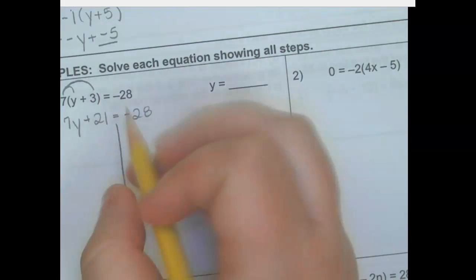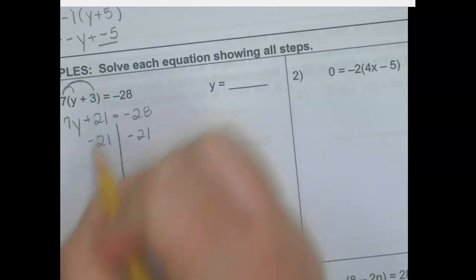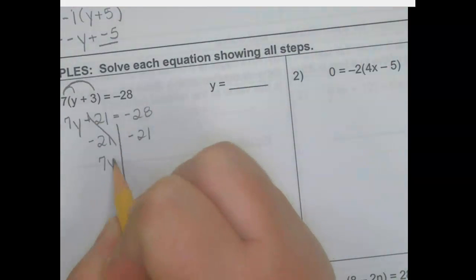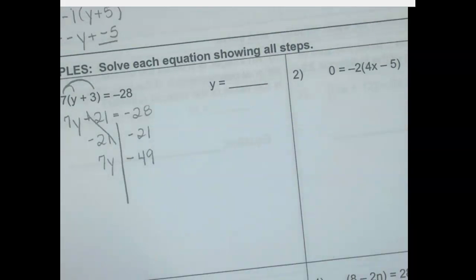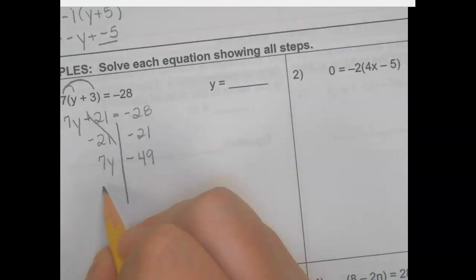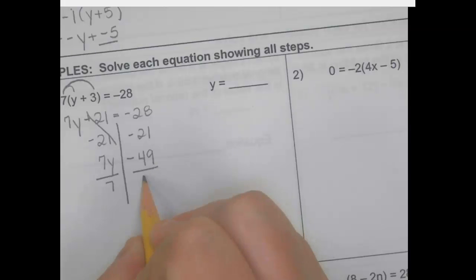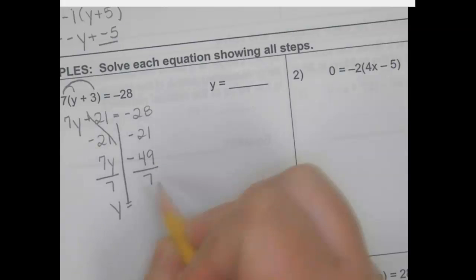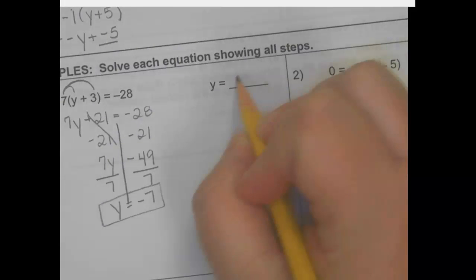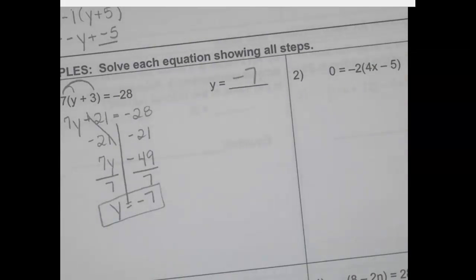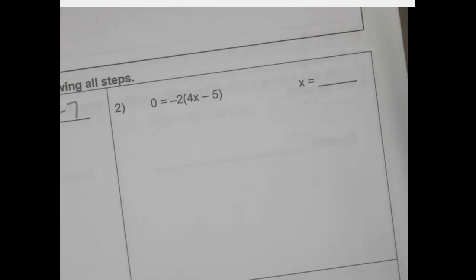Draw my line. I'm going to subtract 21 from both sides. Leaves me 7y and negative 49. Get rid of that coefficient. I'm going to divide both sides by 7. Y equals negative 7. Questions on that one? All right, I want you to do number 2 by yourself. Check it with your partner when you're done.